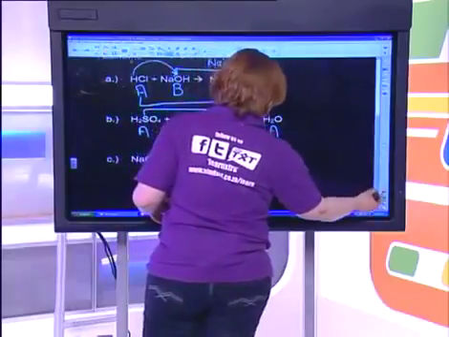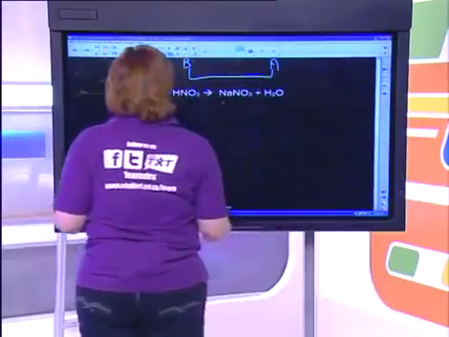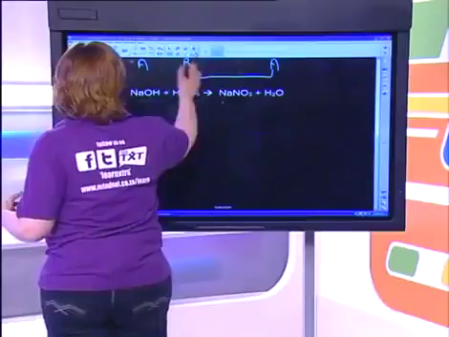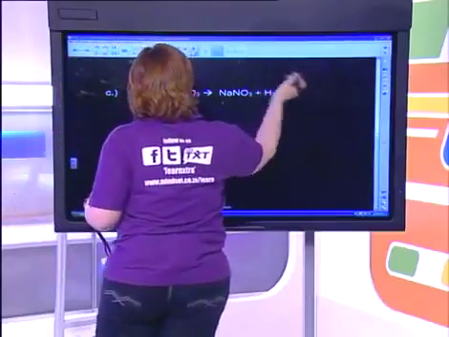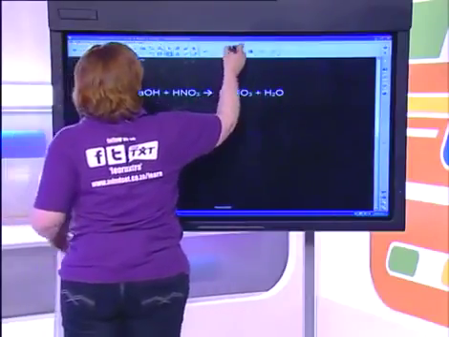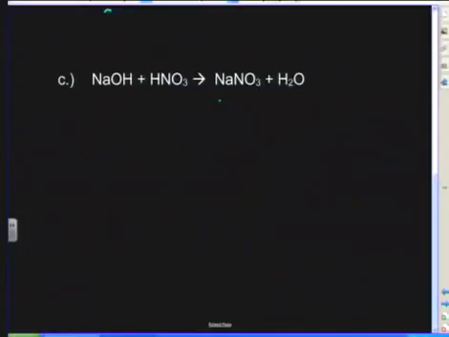Last one, and I'm hoping by now you guys are starting to see the trend. Let's just take it so I've got a little bit more space. Okay? And let's change color. So, sodium hydroxide, that's a base.